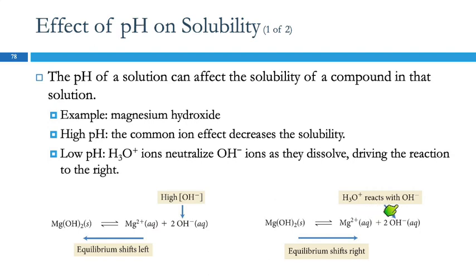If we're in an acidic solution where there's hydrogen ions, they're going to react with hydroxide, removing product, and cause the equilibrium to shift to the right.